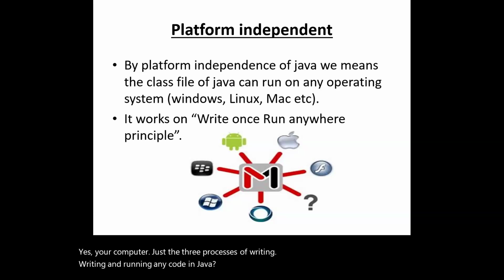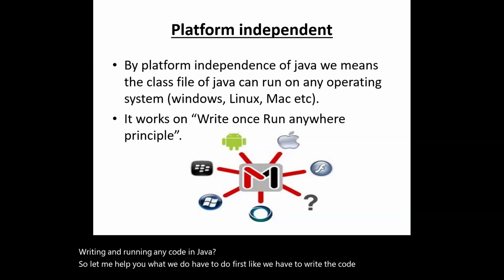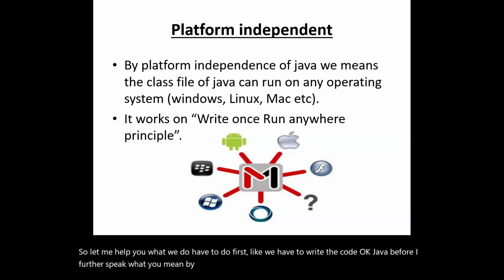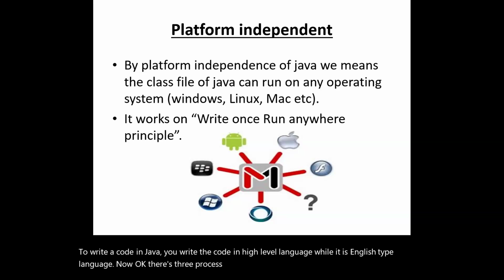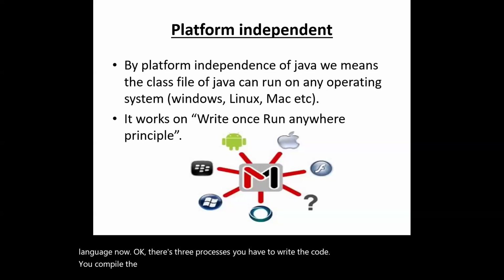So let me help you. What we have to do first is write the code, okay? Java, before I explain what we mean by platform independence. Now, there are three processes to write a code in Java. You write the code in a high-level language, right, which is an English-like language. You have to write the code, you compile the code, then you run it. Three things.